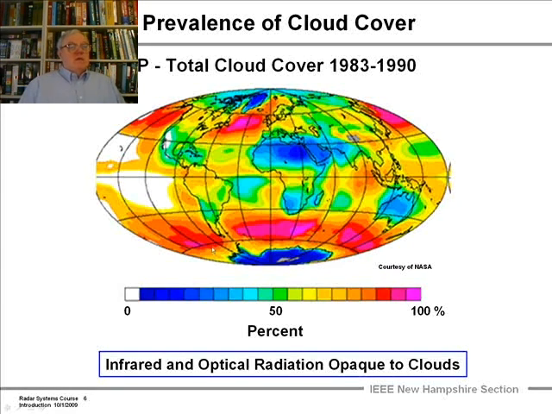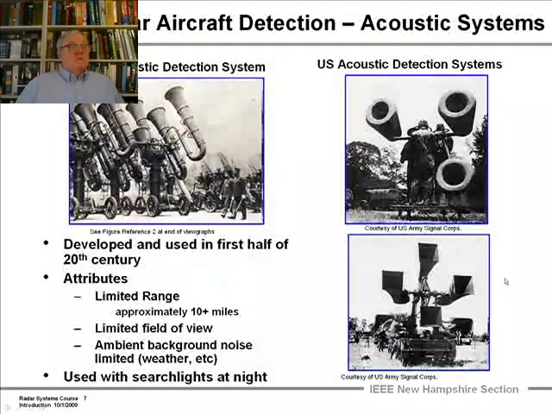And you can see that a very large portion of the time, the radiation's opaque to cloud cover. This is the percentage of the time that you have cloud cover. And you can see that there's not a lot of the time that you have a cloud-free line of sight that you can count on. Both infrared radiation and optical radiation are opaque to clouds.